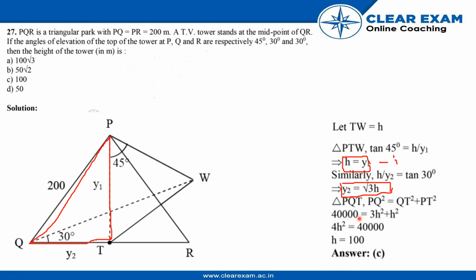So applying the formula we get 40,000, that is 200 square, is equal to 3H square plus H square. 4H square equal to 40,000, H square equal to 10,000, and H equal to 100. Thus the answer is C.